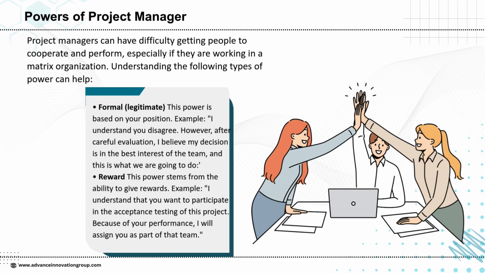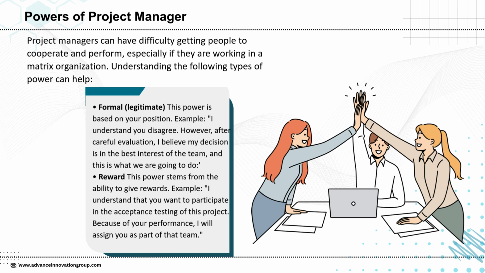Project managers often face challenges in getting people to cooperate and perform, especially in a matrix organization where authority is shared. To overcome this, it's important to understand the different types of power a project manager can use. The first is formal or legitimate power, which comes from the manager's official position or title. This power allows the project manager to make decisions in the best interest of the team and the project. For example, even if team members disagree, the project manager has the authority to finalize decisions and move forward.